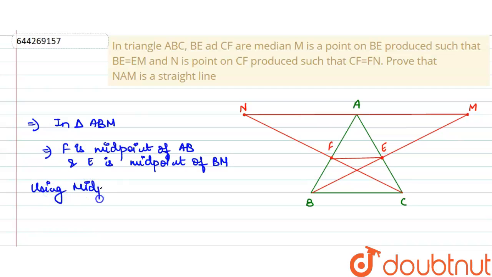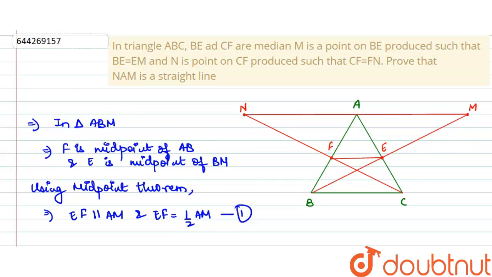So according to the midpoint theorem, we can say that the midpoint theorem states that the line joining the midpoints of two sides of a triangle is parallel to the third side and is equal to half of the third side of the triangle. That means that EF is parallel to AM and EF will be equal to half of AM. This is what is stated by the midpoint theorem. So this is for triangle ABM. Now this will be our equation 1.